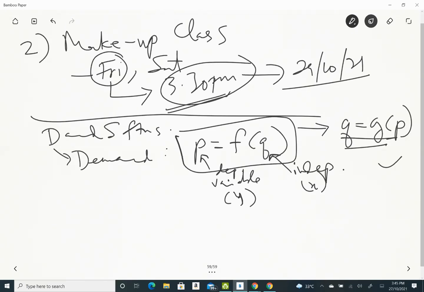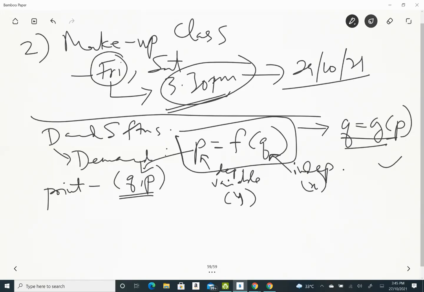Now, when you specify P as a function of Q, the ordered pair, or the point, will be in terms of Q, P. So the Q is the independent variable, P is the dependent variable. So that's how you write a point on the demand function, Q, P, because we specify P as a function of Q.